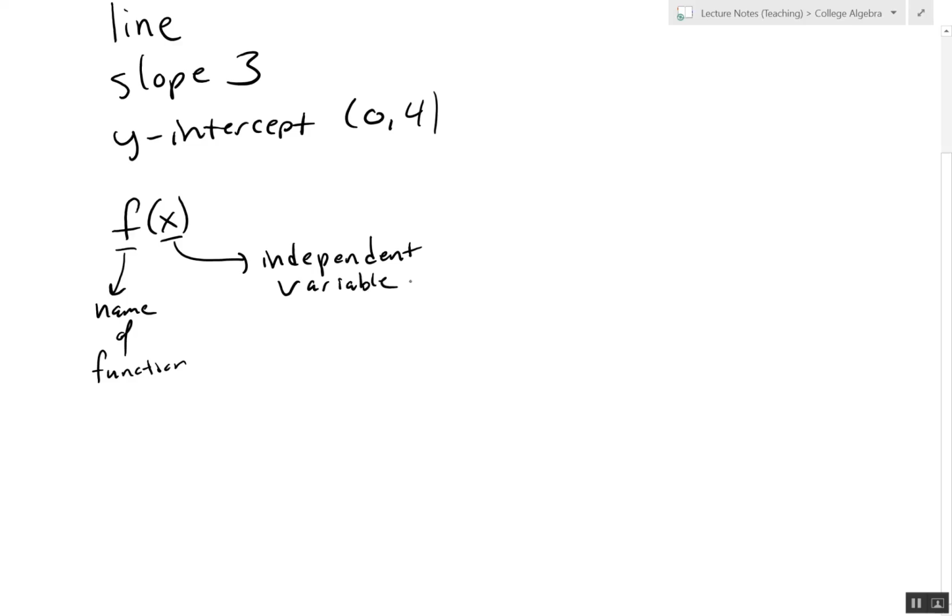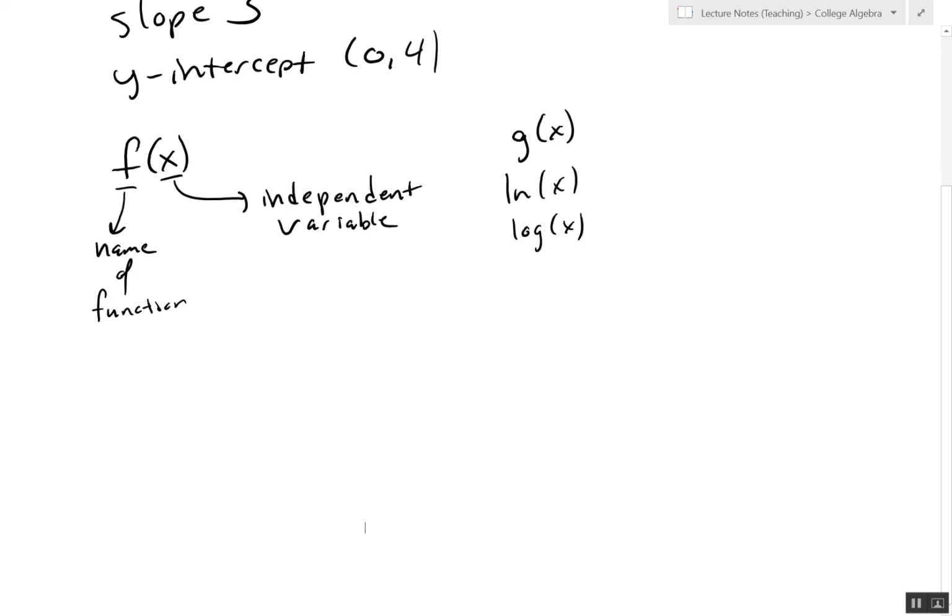And you can name things whatever you like. We don't have to just use f. We'll see g of x. We will see later in the semester things like ln of x, log of x. And in future courses, you'll see other function names as well. For now, standardly we just use f for function, and then if we need more names, we just come up with them. Usually we just go g, h, i, j, k.